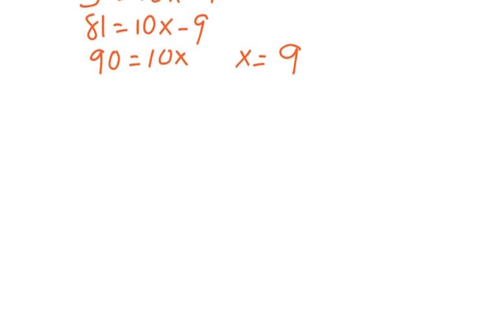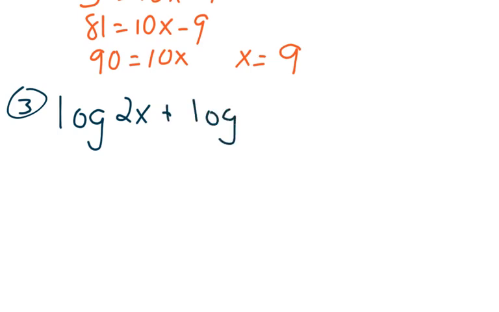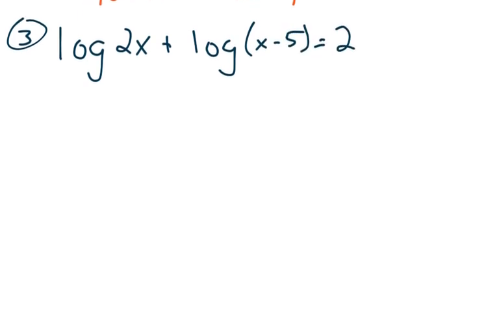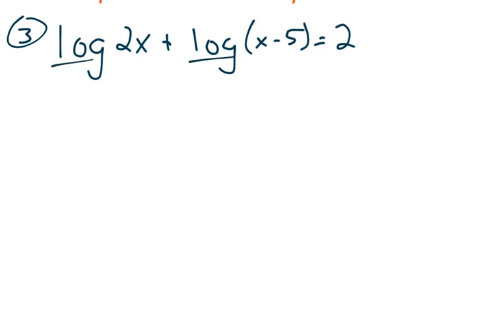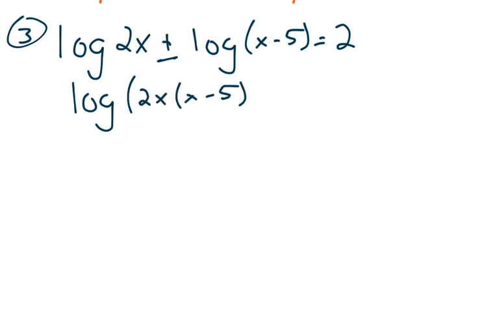Okay, something a little more difficult. Number 3. Log of 2x plus the log of x minus 5 is equal to 2. Now, if we've got two logarithms on the same side, what we need to do is try to combine them. And this is the product property of logarithms. If we have two logs and we're adding, we can rewrite it using one log of 2x times x minus 5, and that's equal to 2. This is the product property.